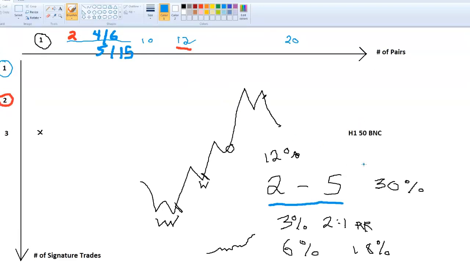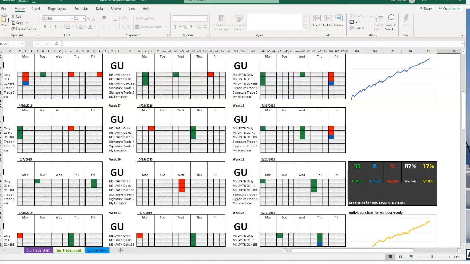So again, I hope this is real clear for everybody. Number of signature trades, the more signature trades you have, the fewer pairs you can watch. The fewer signature trades you have, by necessity, the more pairs you have to watch in order to meet this type of number, right? So that should be super clear, okay?